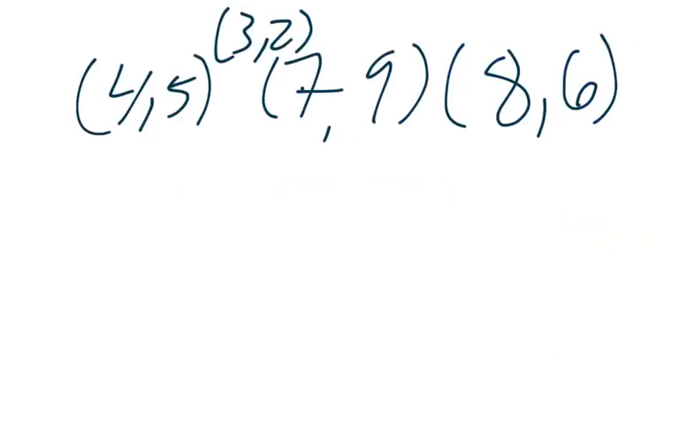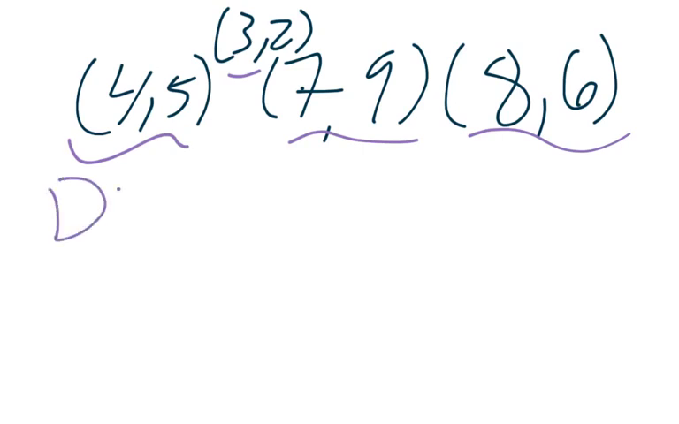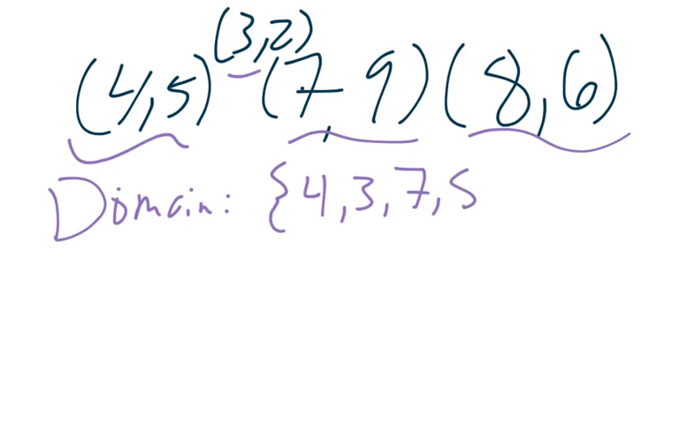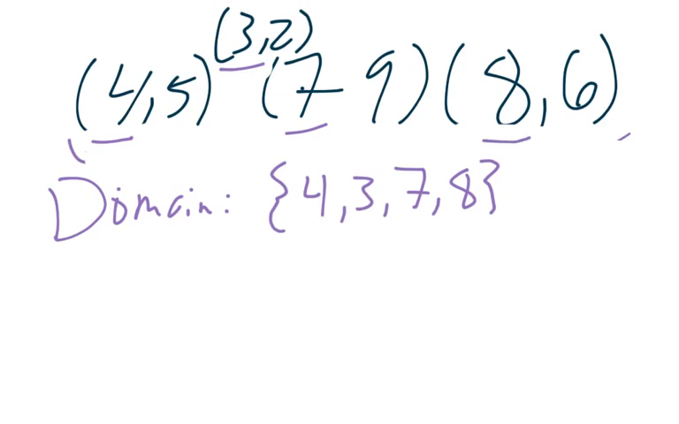So here we have a relation. We have 1, 2, 3, 4 different ordered pairs. The domain are the x values. So our x values here are 4, 3, 7, and 8. That's our domain, the x values.